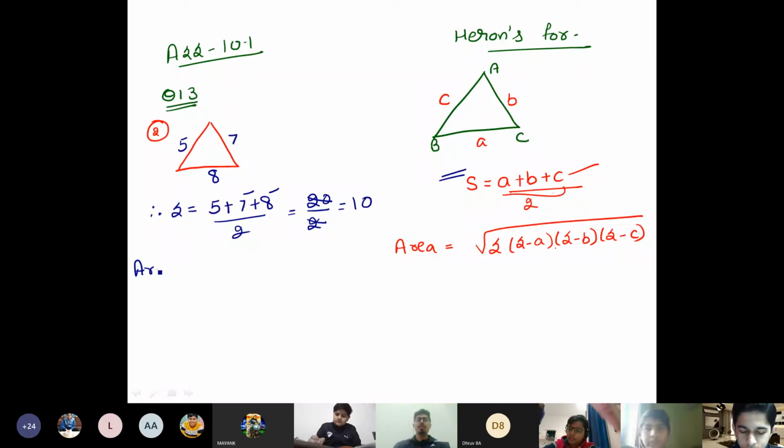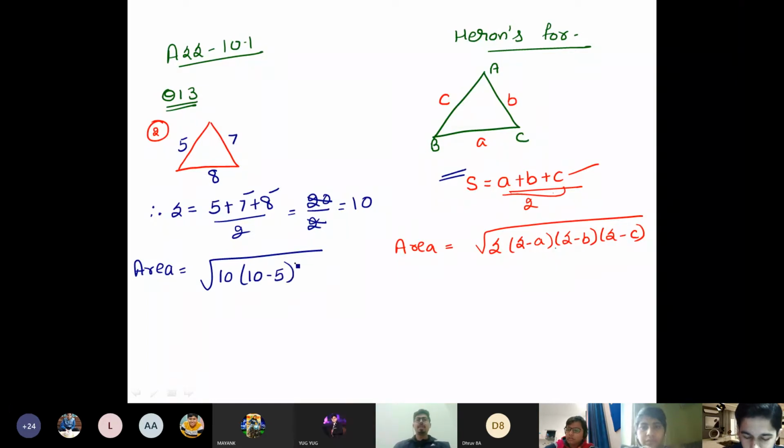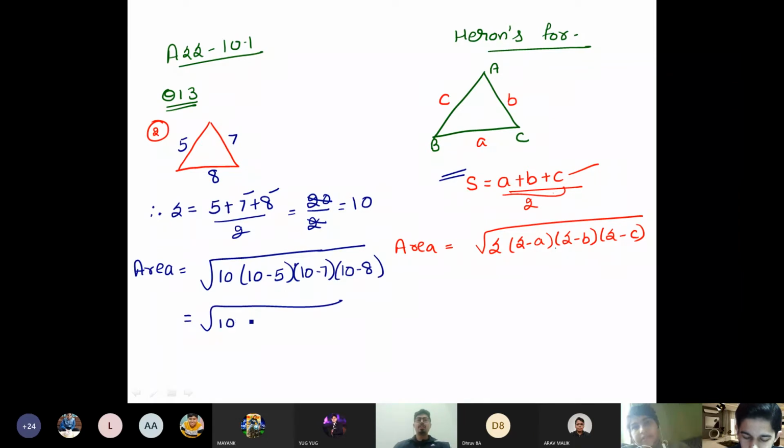So the area of the triangle will be now what? Area will be root of S, that is 10, times 10 minus the first side, that is 5, times 10 minus the second side, that is 7, times 10 minus 8. So see, this is 10, this is 5, this is 3, and this is 2 now. Yes or no? Yes, sir.